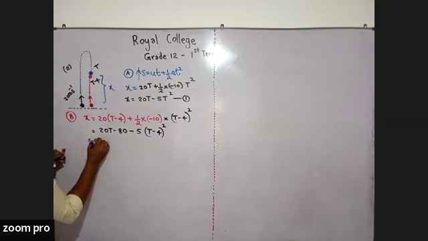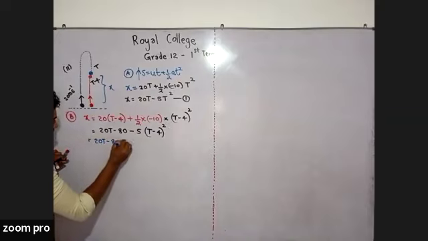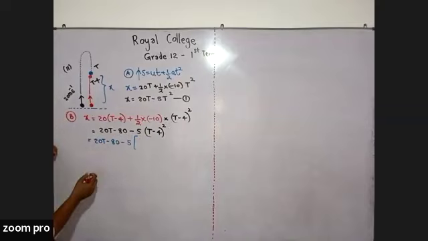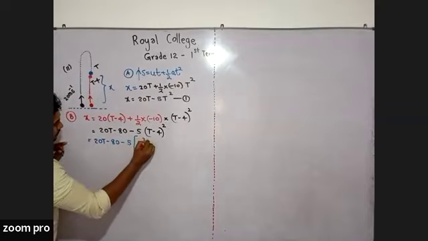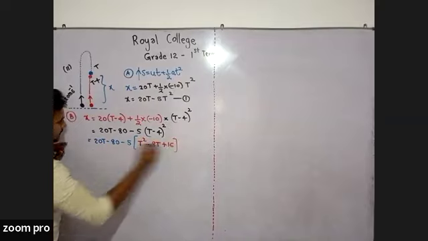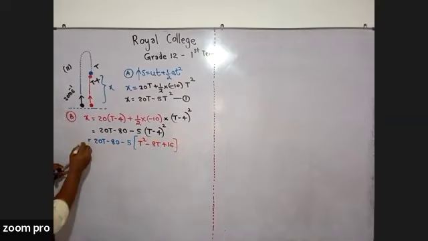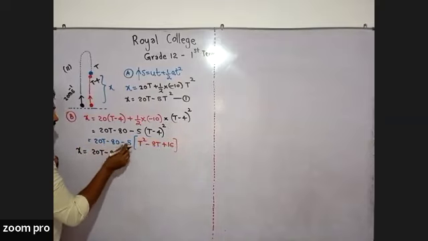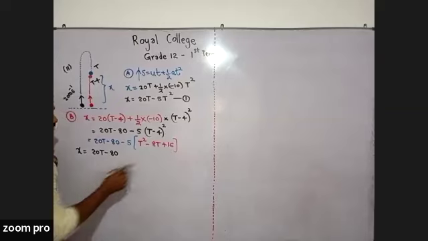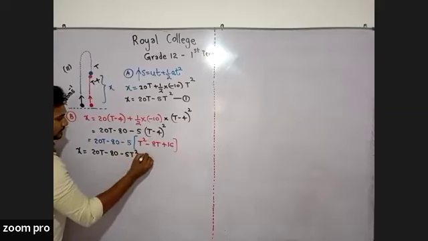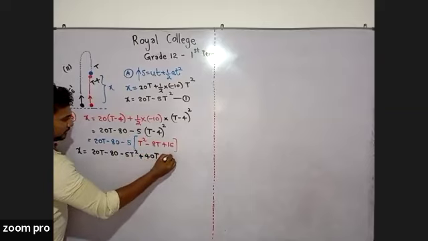then 20 minus 80 minus 5. If I simplify the (t minus 4) squared, then t squared minus 8t plus 16. This is the answer, right? Then x equal to 20t minus 80. If I multiply the minus 5 with the terms inside the bracket, that is 5t squared plus 40t minus 80.